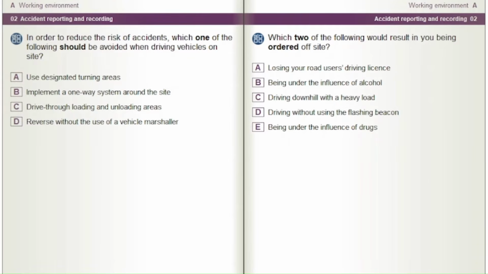Which two of the following would result in you being ordered off-site? Losing your road user's driving licence. Being under the influence of alcohol. Driving downhill with a heavy load. Driving without using the flashing beacon. Being under the influence of drugs.